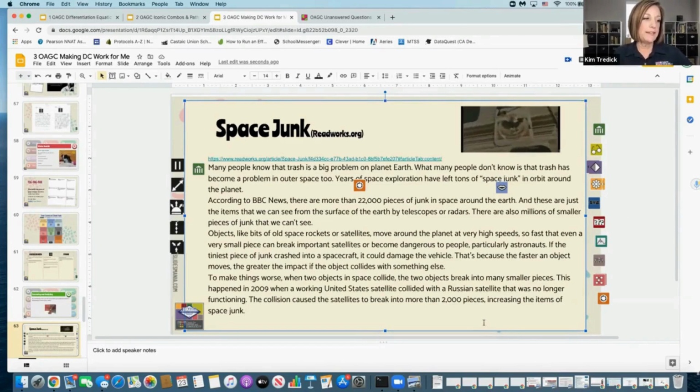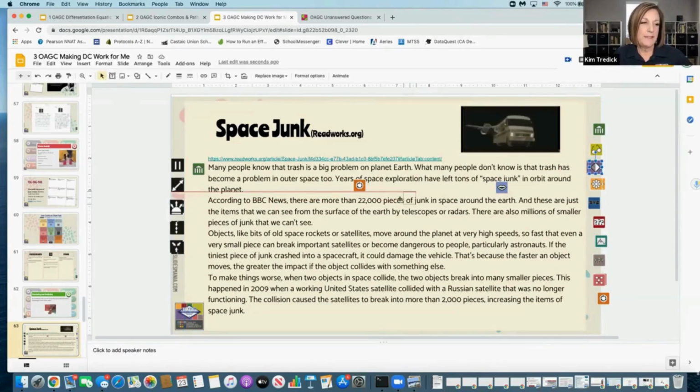According to BBC News, there are more than 22,000 pieces of junk in space around the Earth. You know what? That really bothers me that there's that much junk in space. And that was according to the news, so I just want to know that it came from somebody's perspective. And the whole idea just bothers me.